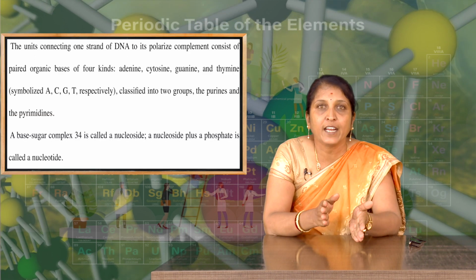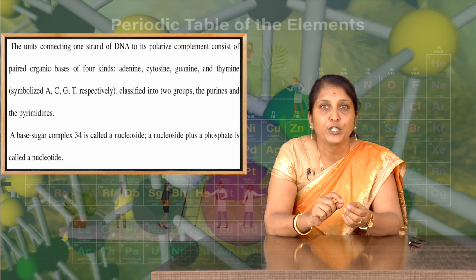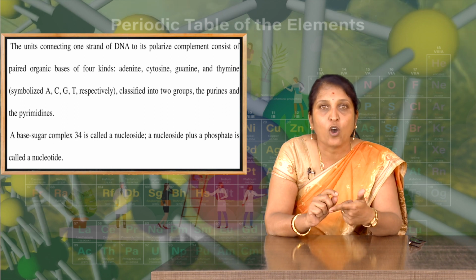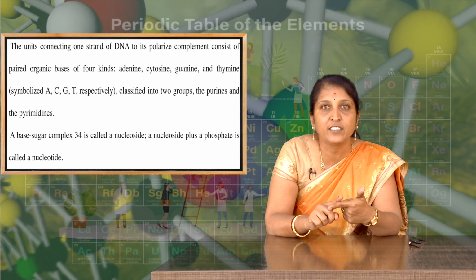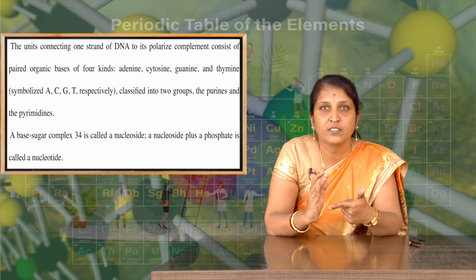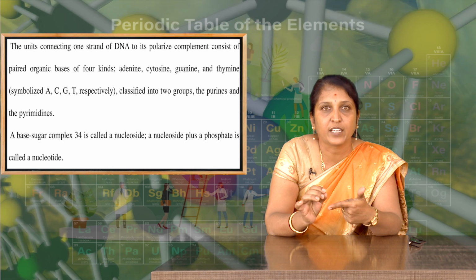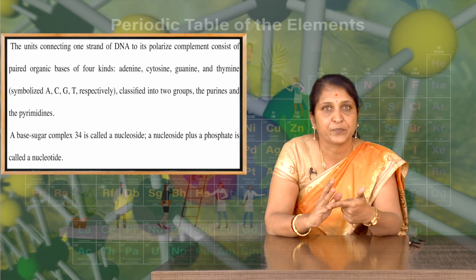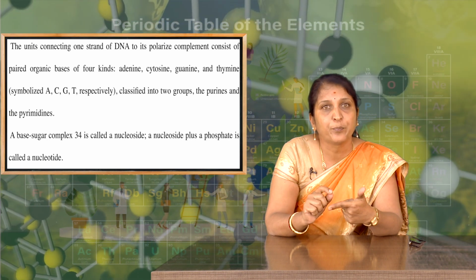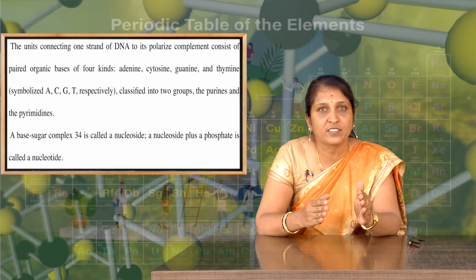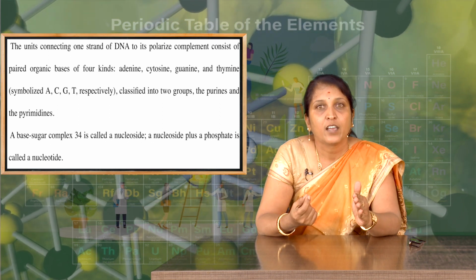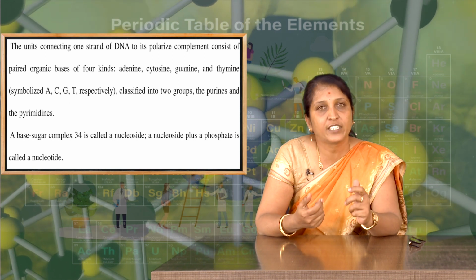The unit connecting one strand of DNA to its polarized complement consists of paired organic bases of four kinds. First one is adenine, second one is cytosine, third one is guanine and fourth one is thymine. Classified into two groups, the purine and pyrimidine. A base sugar complex is called a nucleoside. A nucleoside plus a phosphate is called a nucleotide.